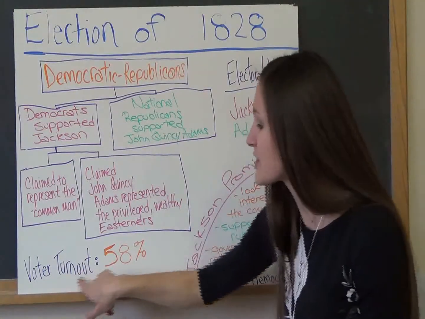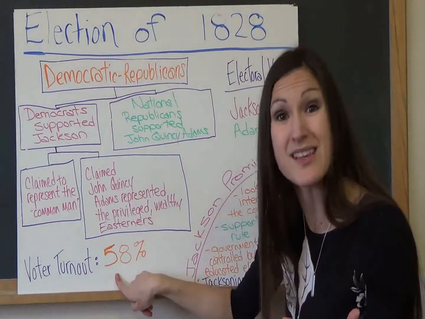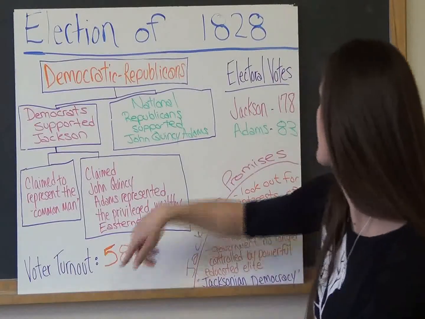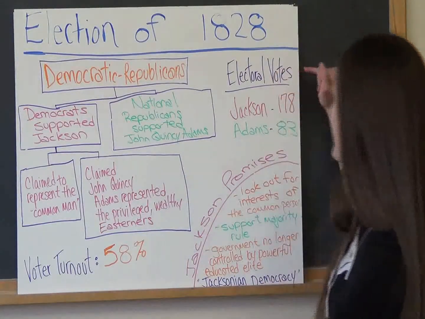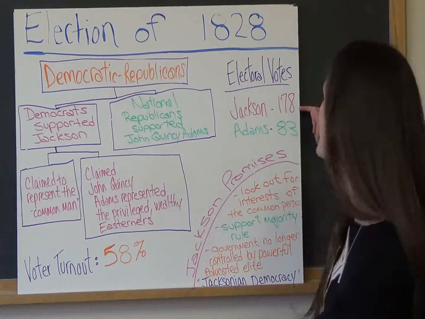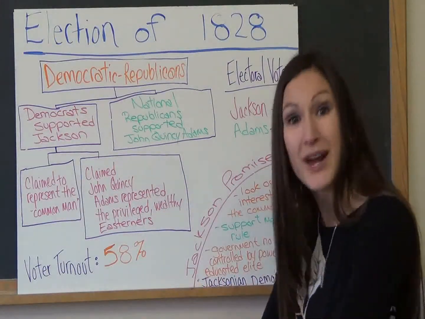So, voter turnout is 58% this time, so it more than doubles from the last election. Electoral votes come in, and guess who wins? Jackson, 178, Adams, 83. So Andrew Jackson was named president.